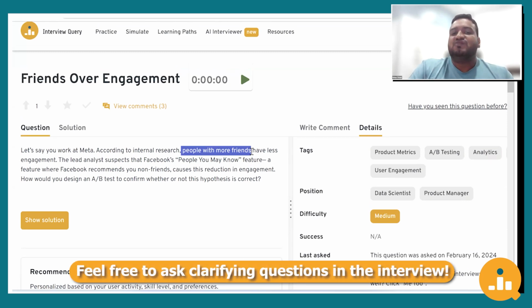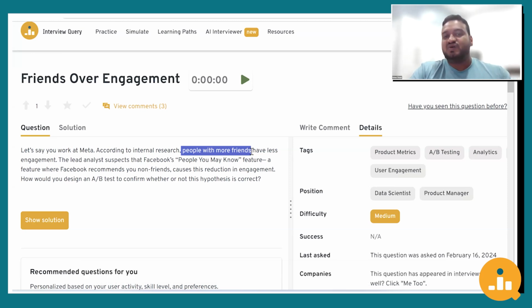When we say people with more friends, does this mean people who have more friends in their network? Does this mean people who receive more friend requests or people who send more friend requests? Which people are we specifically referring to? Most likely, my interviewer will say people who have more friends. Now you can still clarify whether they receive more friend requests or send more requests. Most likely your interviewer will say that both are equal.